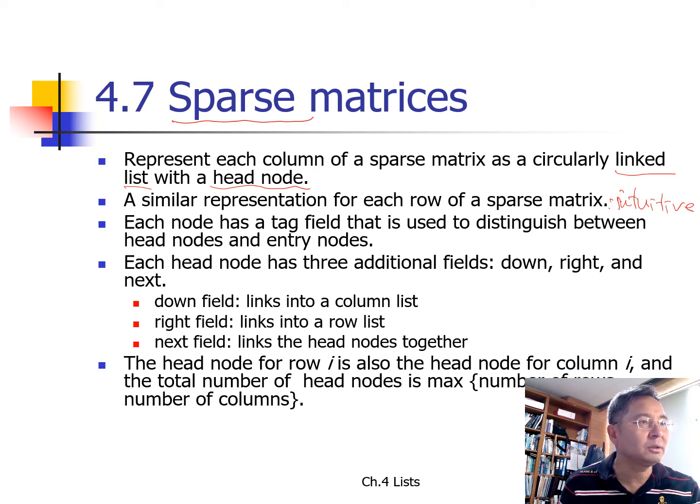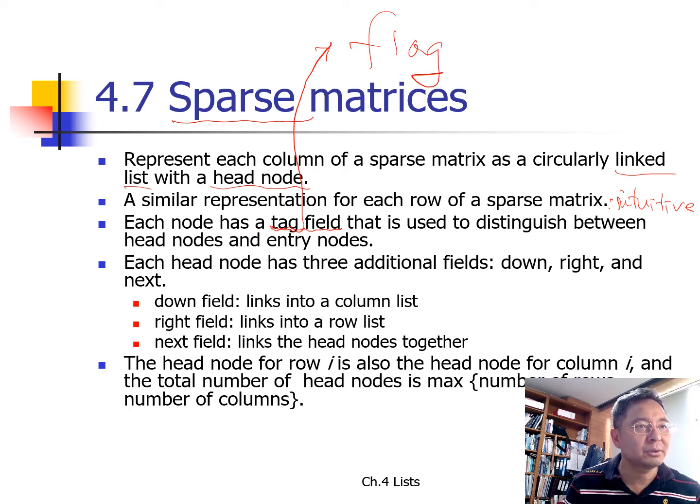And each node has a tag field. Do you understand what a tag is? Tag means a flag field that is used to distinguish between a header node and an entry node. Tag header means that it is a header node. Tag entry means that it is an element node in the linked list.